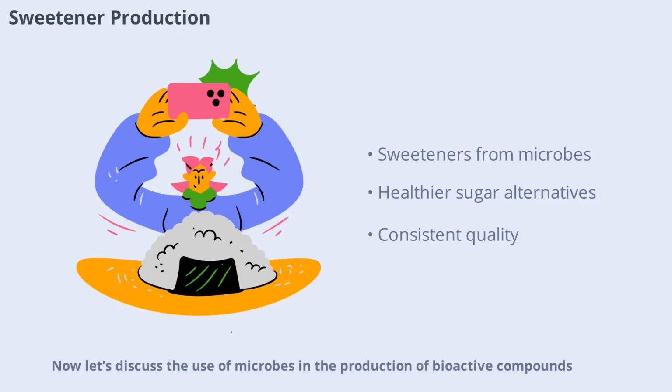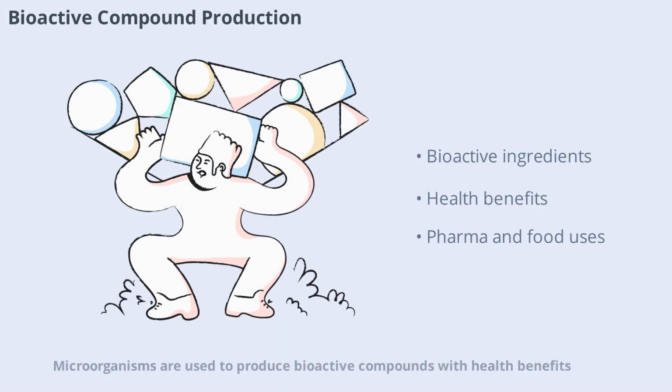Now, let's discuss the use of microbes in the production of bioactive compounds. Microorganisms are used to produce bioactive compounds with health benefits, such as antioxidants, anti-inflammatory agents, and immunomodulators. These compounds are used in pharmaceuticals, supplements, and functional foods. Microbial fermentation allows for the efficient and scalable production of bioactive ingredients. The industry is investing in research to discover new compounds and applications.